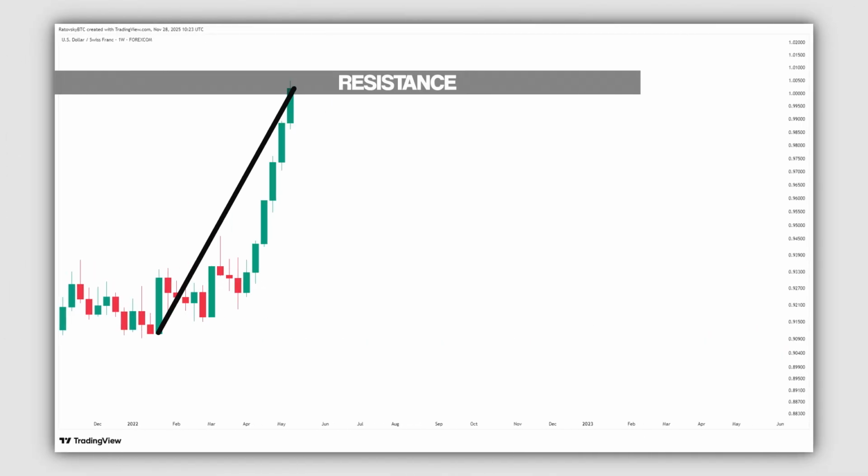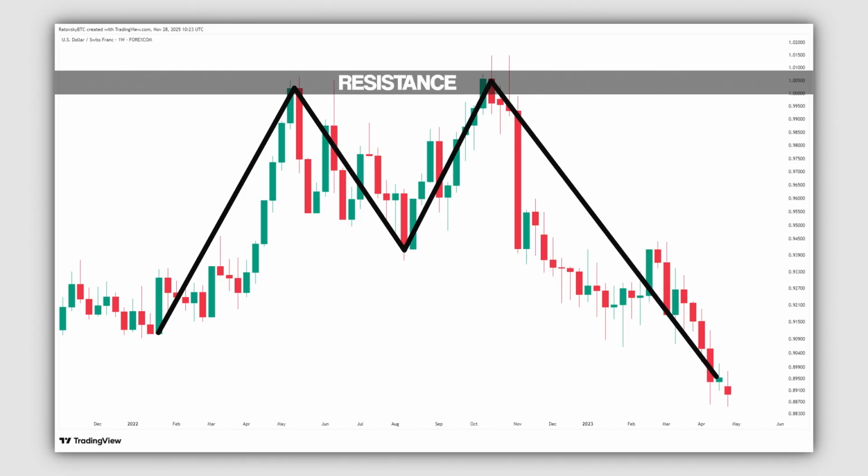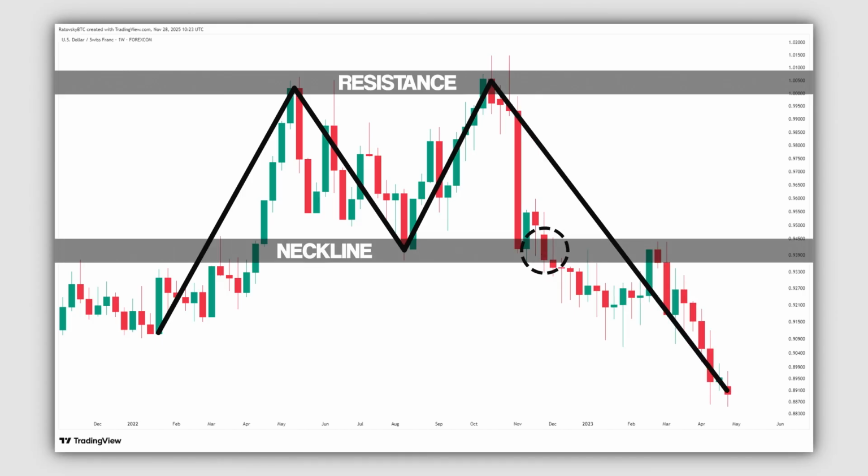Price hits a resistance level and pulls back, then returns to the same level and gets rejected again. The reversal is confirmed when price breaks the neckline, the low between the two tops. This pattern works because buyers tried twice to break through that level and failed both times. Demand is weakening, sellers are stepping in, and the trend is ready to reverse.